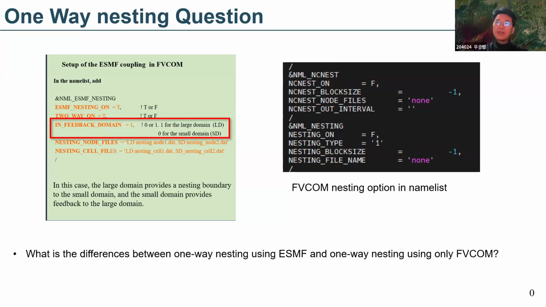I see. Okay. But for the two-way coupling, we cannot avoid using ESMF. You have to use that. Have to. You have to use the ESMF. The big reason is because you have to exchange data, a kind of feedback force. Right. I see. Thank you.